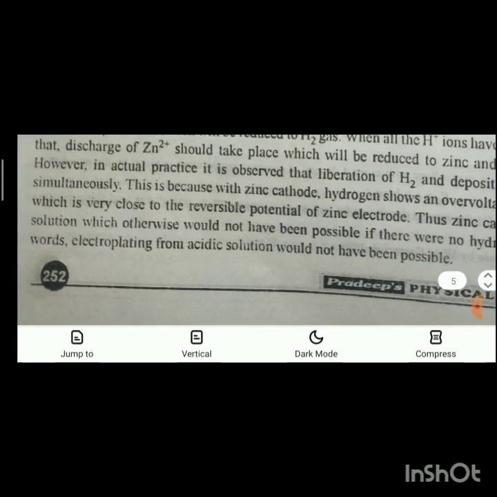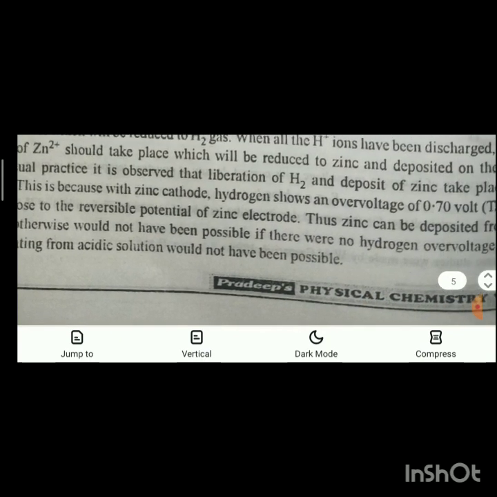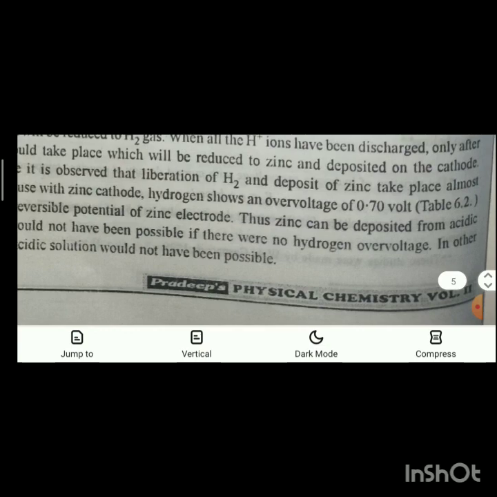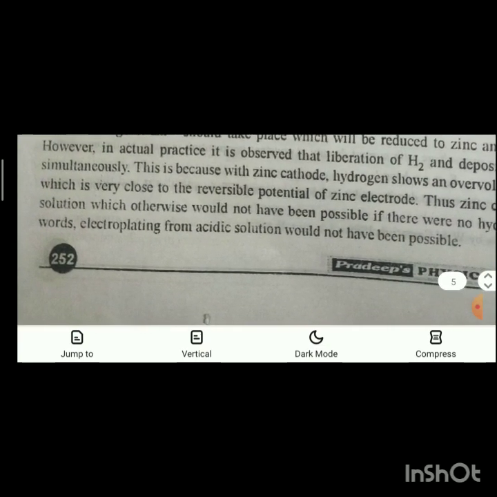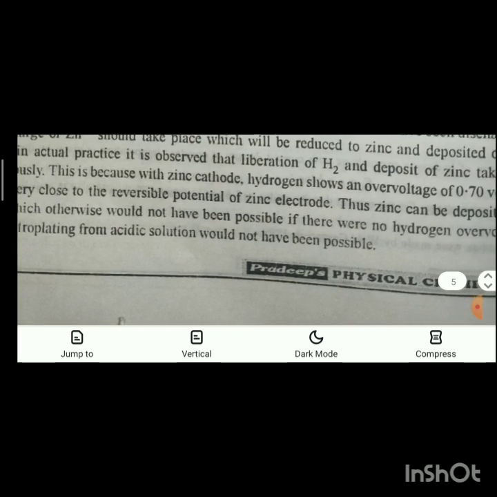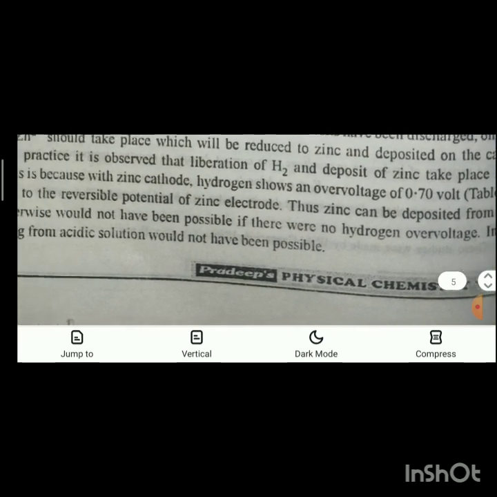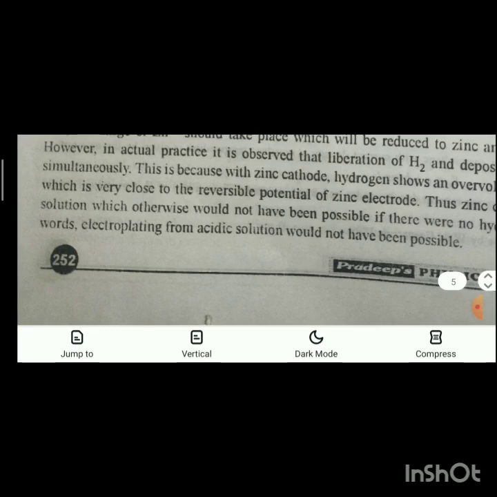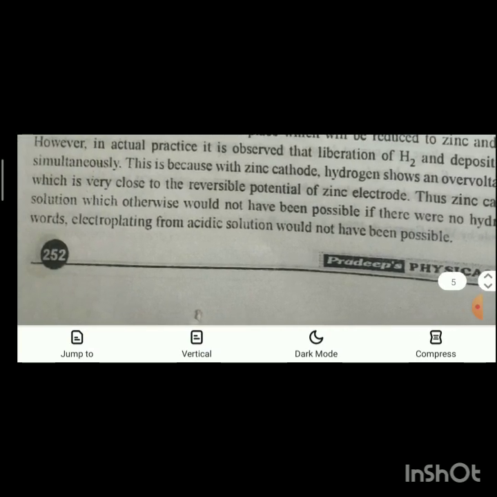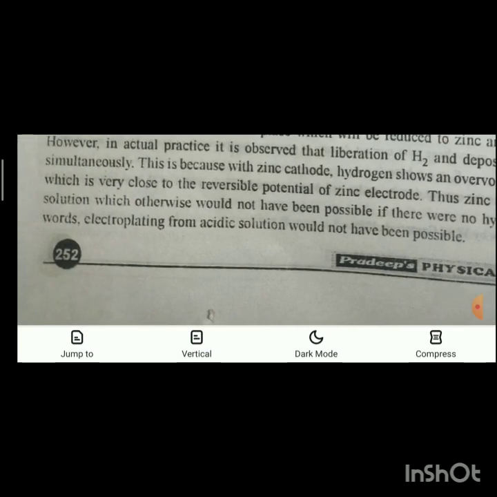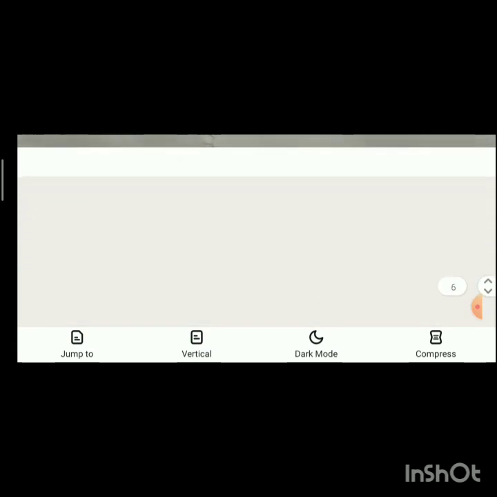This is because with a zinc cathode, hydrogen shows an overvoltage of 0.70 volt, which is very close to the reversible potential of the zinc electrode. Thus, zinc can be deposited from acidic solution, which otherwise would not have been possible if there were no hydrogen overvoltage. In other words, electroplating from acidic solution would not have been possible.